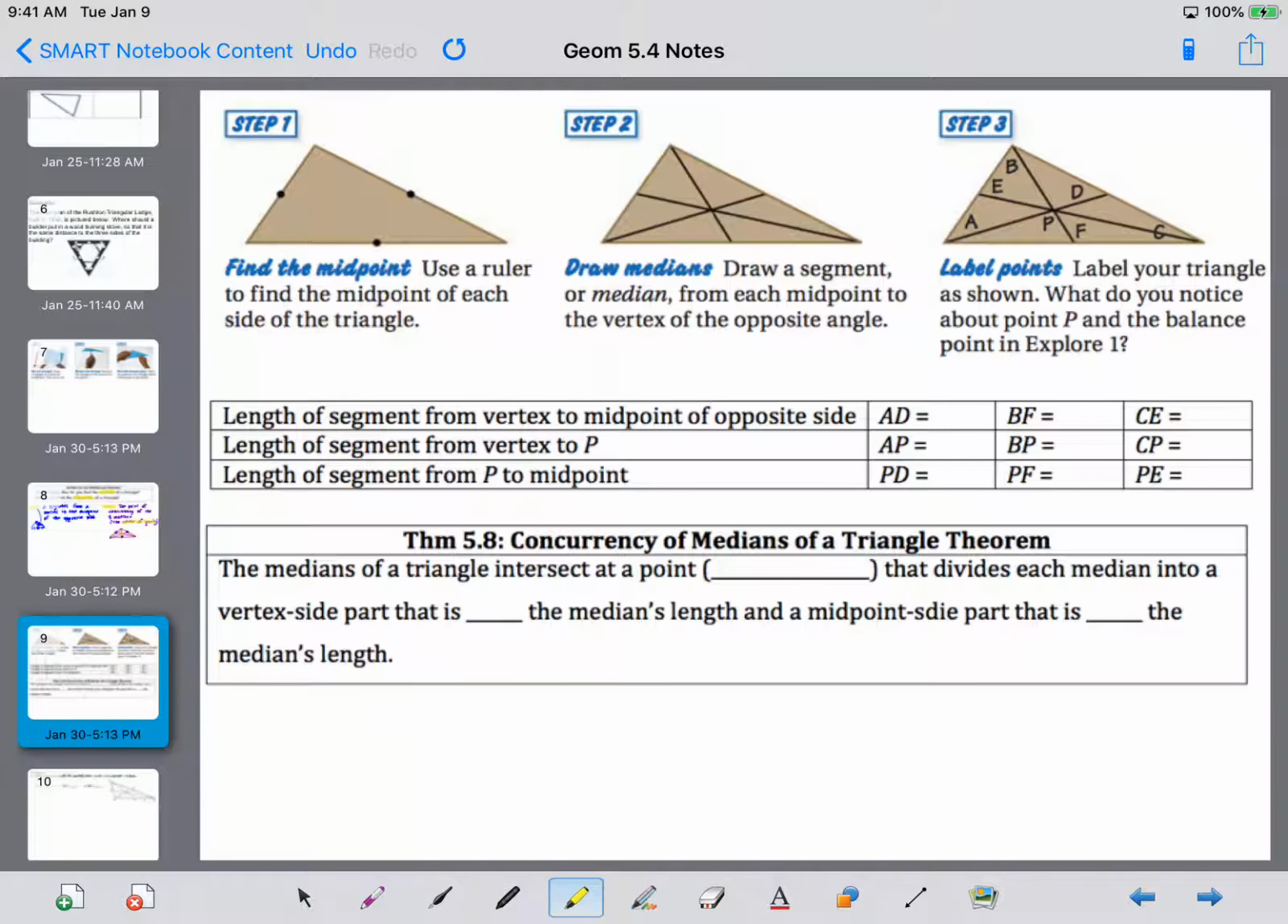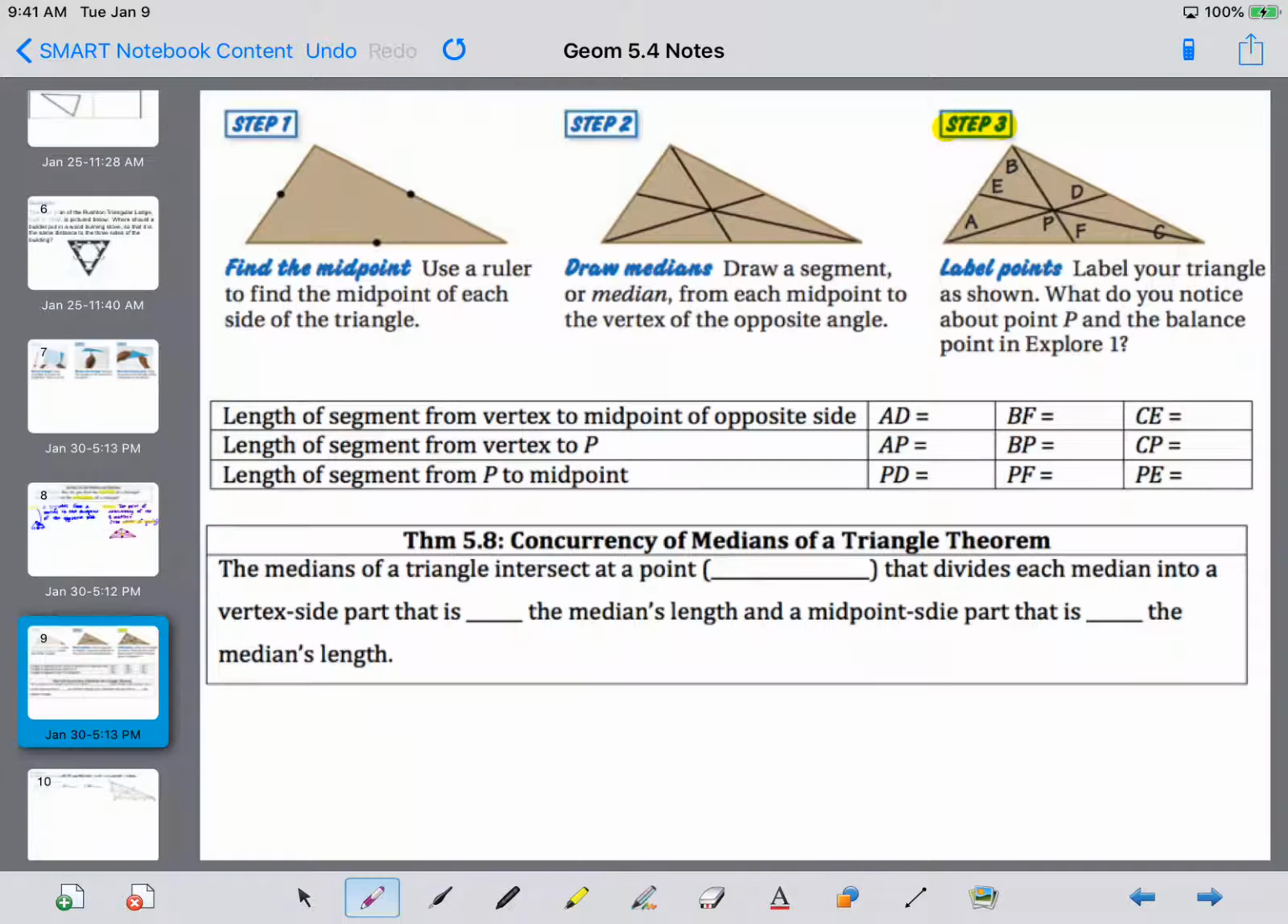Here's a little example for you. Draw a triangle using a ruler on a piece of paper. Then use a ruler to find the midpoint of each side of that triangle. You're going to measure each side, cut it in half, and put the midpoint there, and then draw in the medians. Then label your points like they have shown in step 3 here, and we measure some lengths to see if we can come up with some sort of relationship.